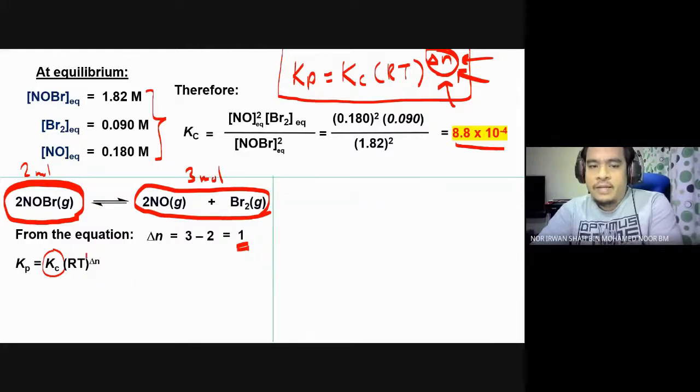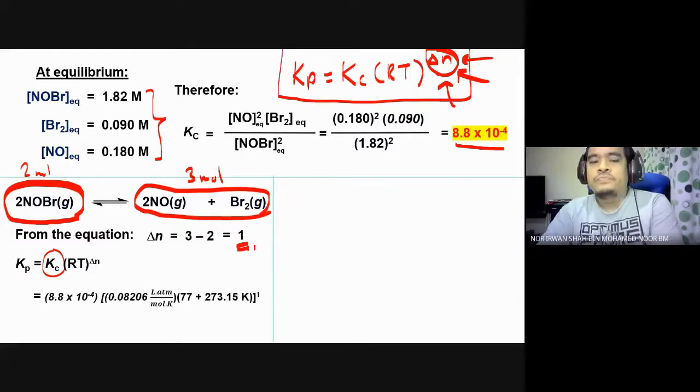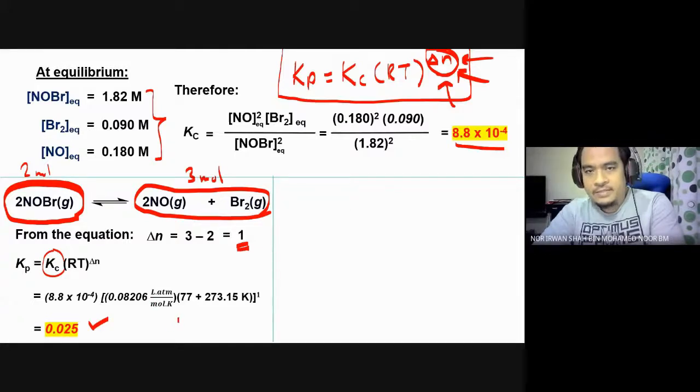Then delta N is 1, right? So by substituting all of these values, this is what we are going to get. And then we solve for this, and we are going to get the value of Kp is 0.025. Okay, class, so this is the value of Kp and the value of Kc for this reaction at equilibrium.